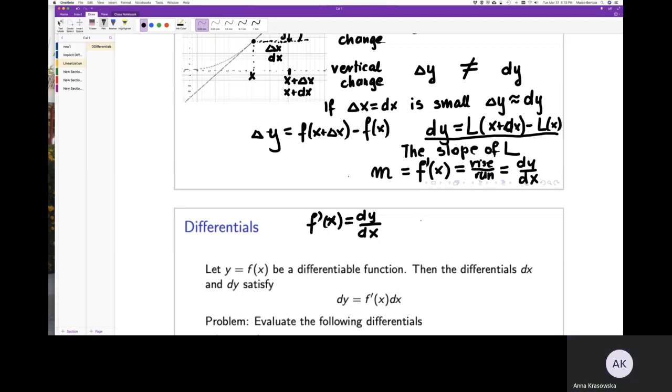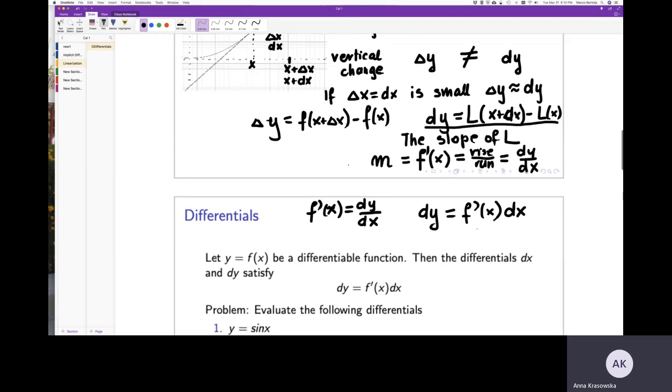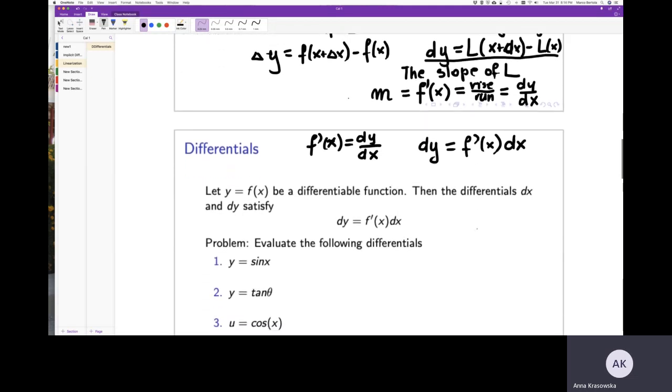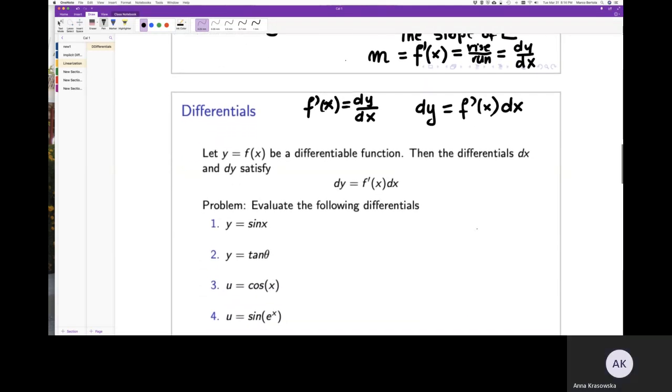And when we write this equation in a different form, dy is equal to f prime of x times dx. That's the definition of the differential dy. So if y equals f of x is a differentiable function, then the differentials dx and dy satisfy that condition I wrote above.